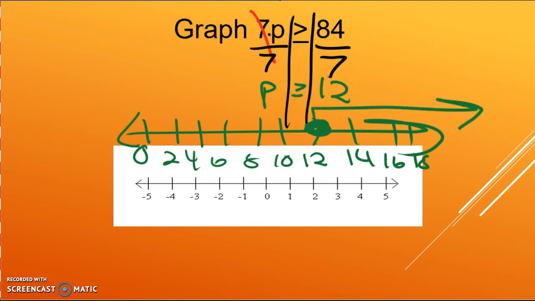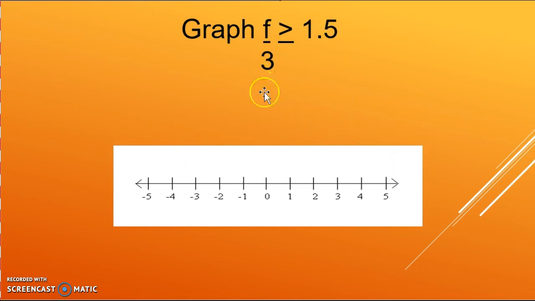So I'm going to head to the right. Okay. Now for this one, I have f over 3 is greater than or equal to 1/5. So I'm going to put my train tracks first. Now this is f over 3, so the only way I could get rid of a divided by 3 is to multiply by 3 on both sides.